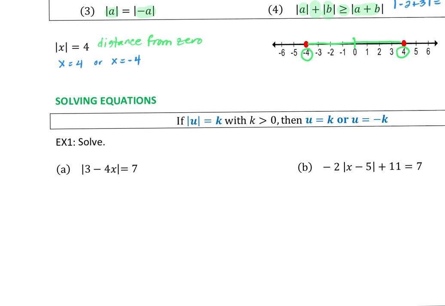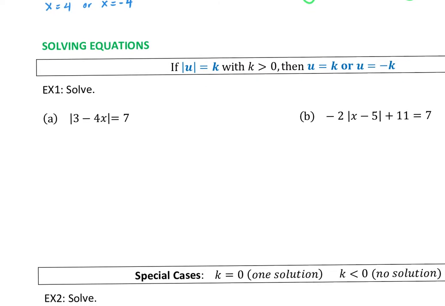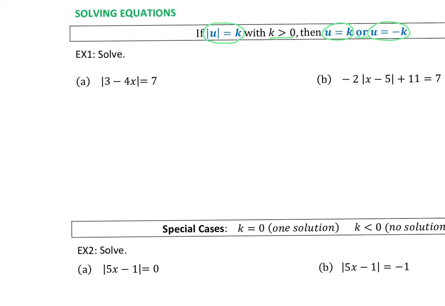Whenever you have an absolute value equal to some positive number, so this is going into our solving of equations. So let's say you have some absolute value, we'll put u in there, and it's equal to some value k. But here k needs to be positive, as in our absolute value of x equal to 4. Then to get rid of the absolute value and solve the equation, you're going to set it up to equal to the positive k or equal to the negative k. Let's go ahead and practice this.